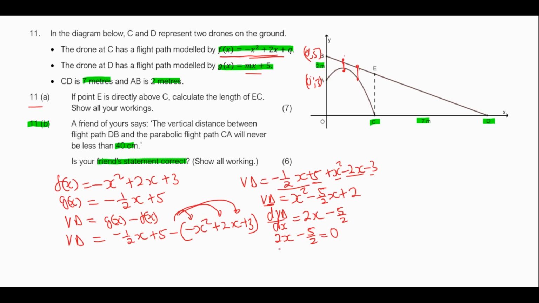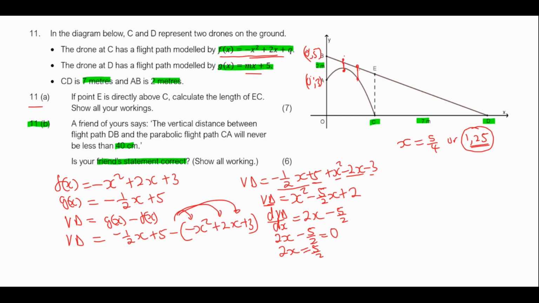And then we solve for x. 2x is equal to 5 over 2. Then we divide by 2 on both sides of the equation. We get that x is equal to 5 over 4, or you can say 5 divided by 4 is 1,25. You can use it as a fraction. This is also a terminating decimal, so using it as a decimal is fine. It means the vertical distance is going to be minimum when x is equal to 1,25.